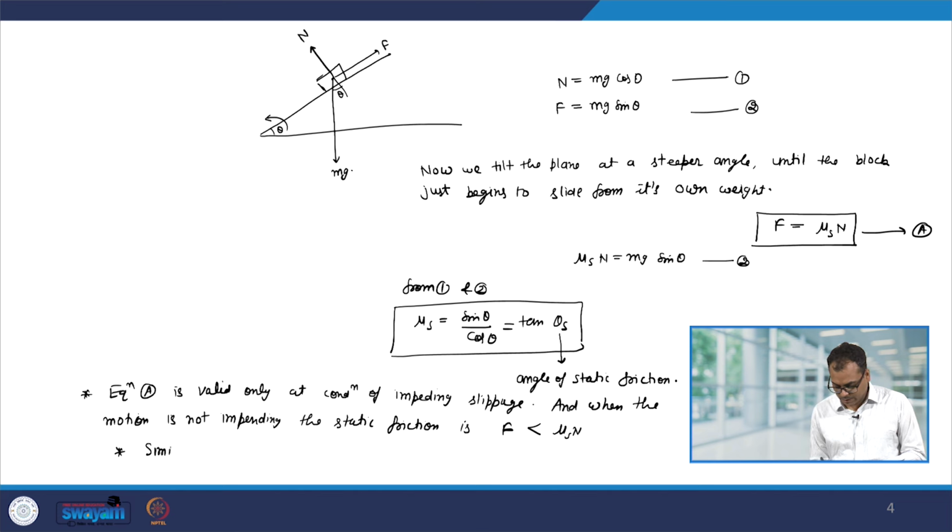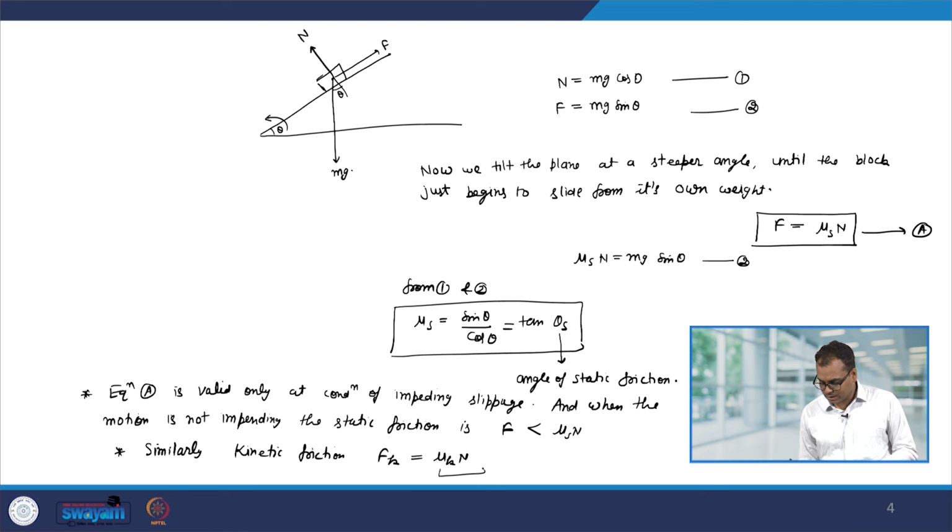So, similarly, you have the definition of kinetic friction. Let us denote it by F k, k for kinetic, and this becomes mu k n, where this mu k is the coefficient of kinetic friction.